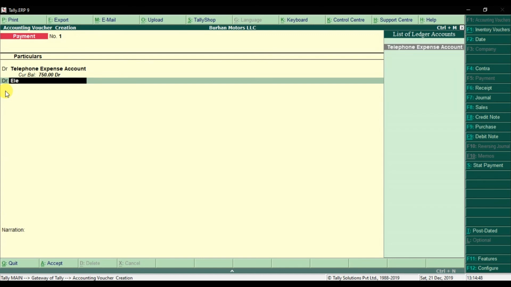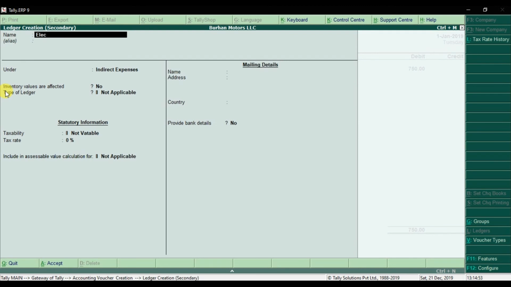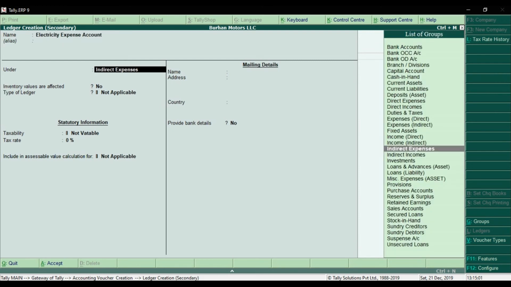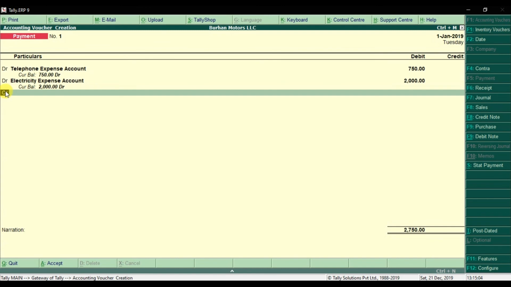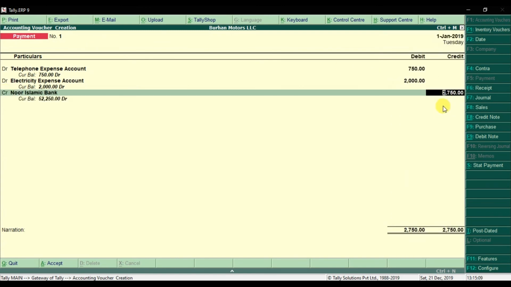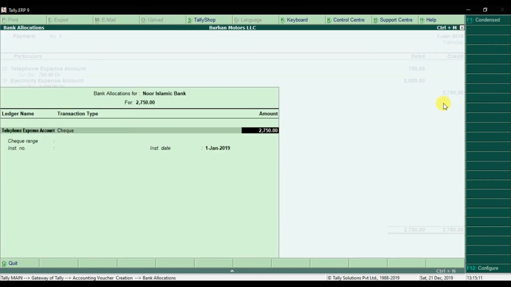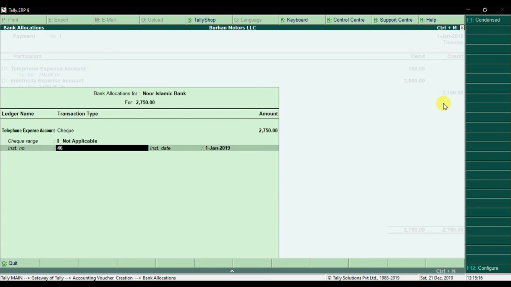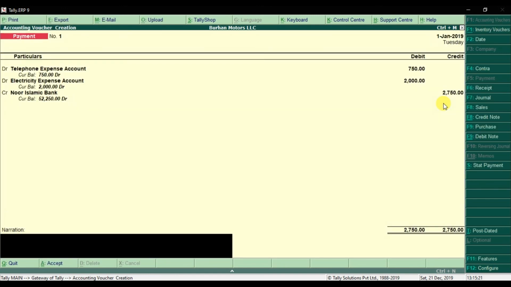Enter, and electricity. So we don't have that electricity right now. So Alt C, and that is 2000. Enter, and we are paying through Noor Islamic Bank. Enter. So automatically the balance will come. Enter. We are paying 2000, 750. That is the instrument number, means the check number. That is the instrument date, the check date. Enter, and you can write here the description.